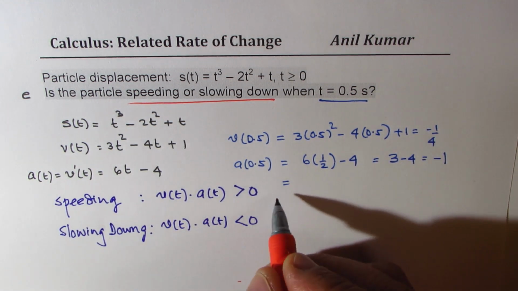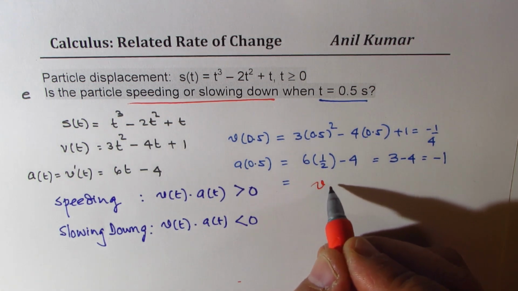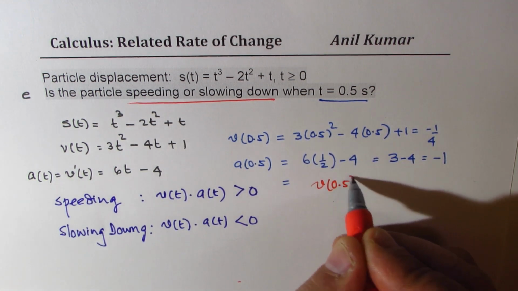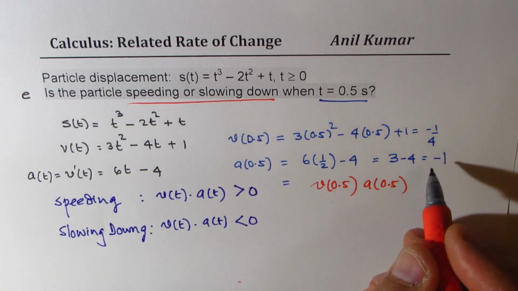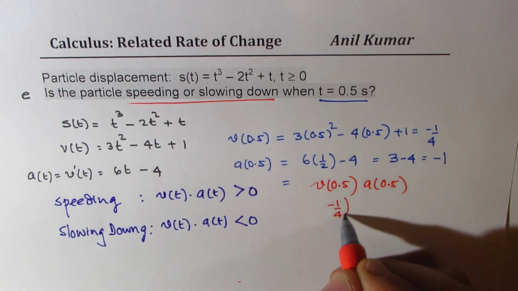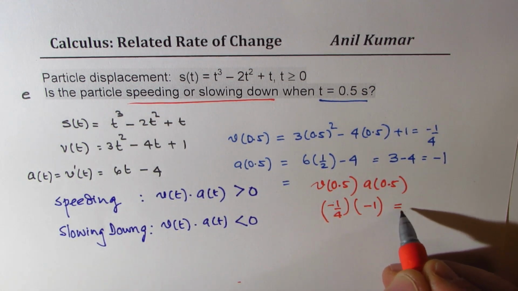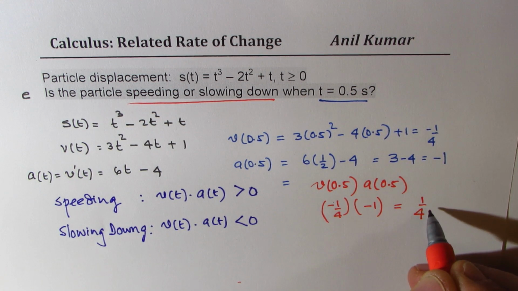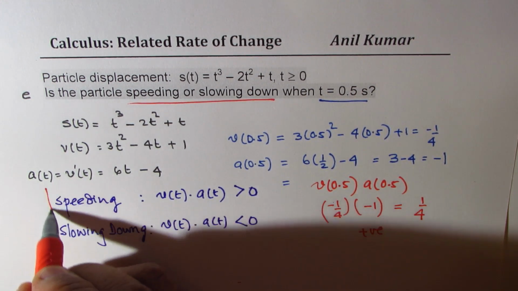So what do we have here? If you relate, what we get is that v of 0.5 times acceleration at 0.5 is minus 1 over 4 times minus 1, and that is equal to positive 1 over 4. So it is positive, correct? Positive means it is speeding up.